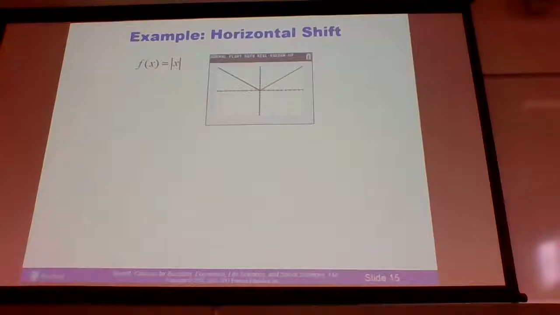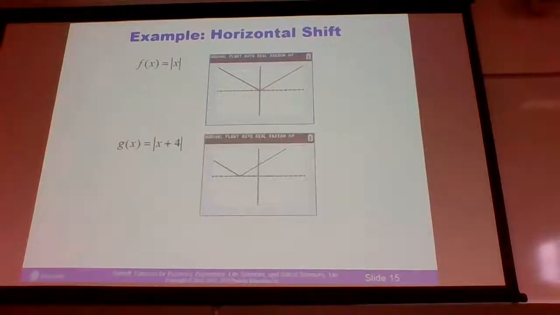Now, horizontal again is left and right, so there's our absolute value function. If I add 4 to the inside, is it going to go up or down, left and right? Left to right. But when you add 4, you actually go to the left.